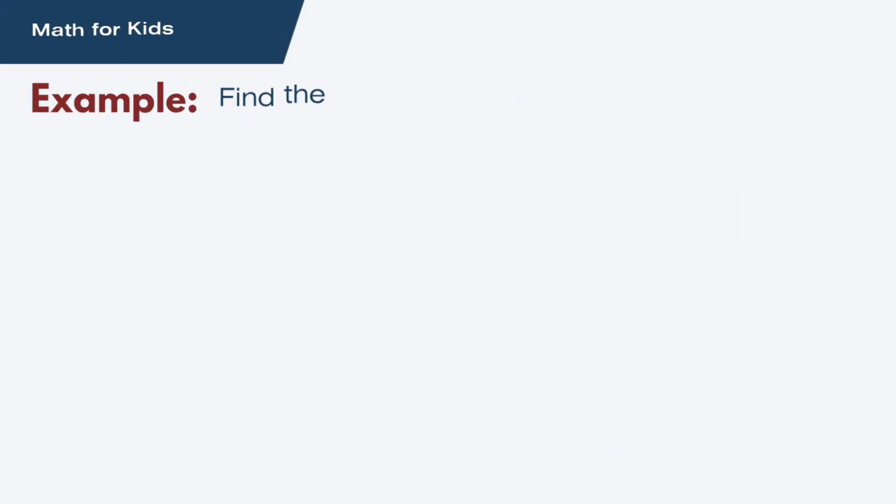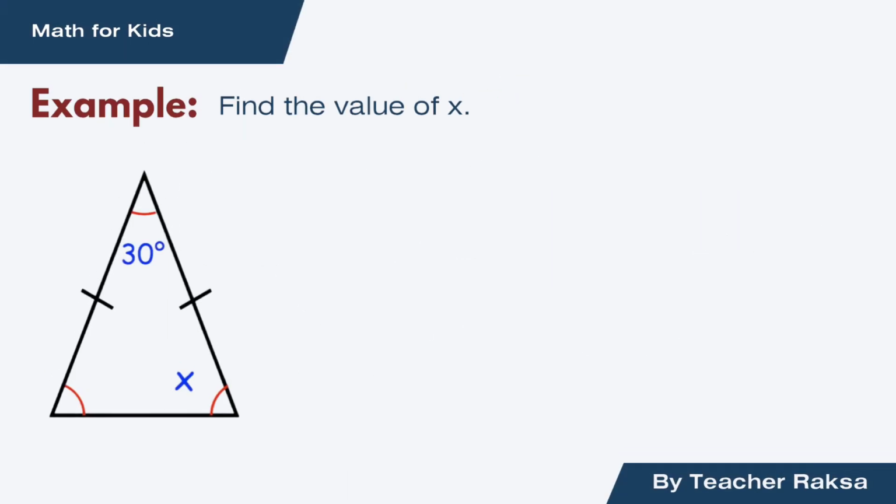Let's apply this rule to a real problem. In this example, we need to find the value of angle x. Since the triangle has two equal sides, it's an isosceles triangle. We are given that the angle at the top is 30 degrees.